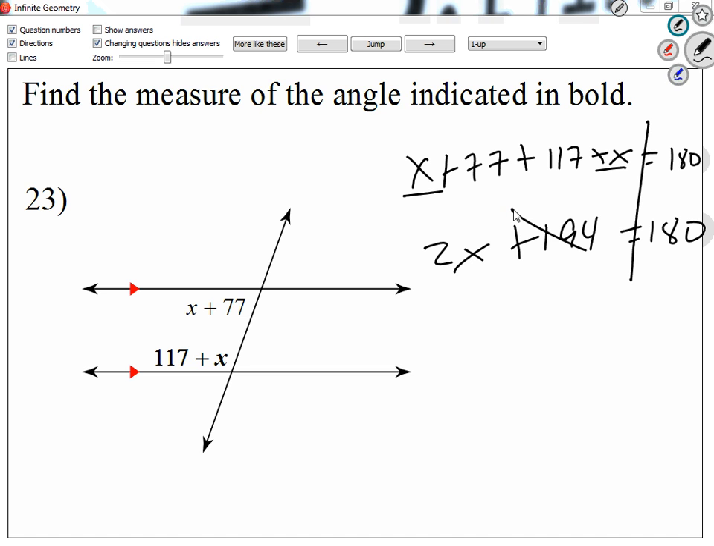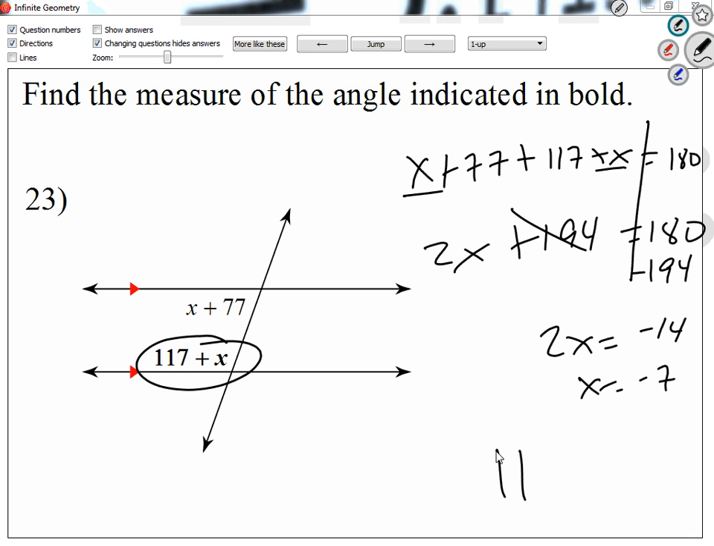My 194, let me move it to the right as a negative 194. 2x equals what? Negative 14, so x equals negative 7. Okay, so we're not quite done yet. The darkest one is 117 plus x. But x equals negative 7. What's that angle? 110. Does it matter what it is? Doesn't matter which one you plug it in.